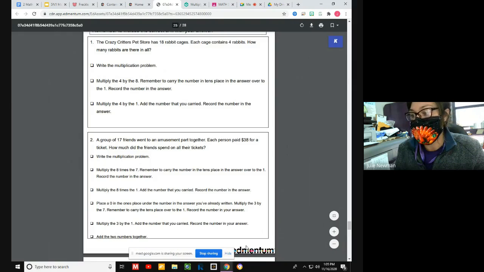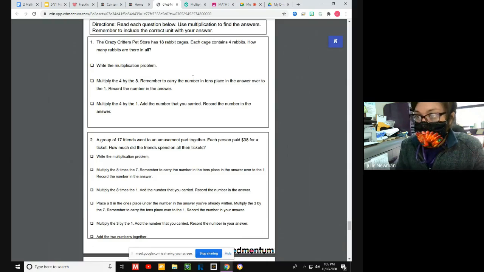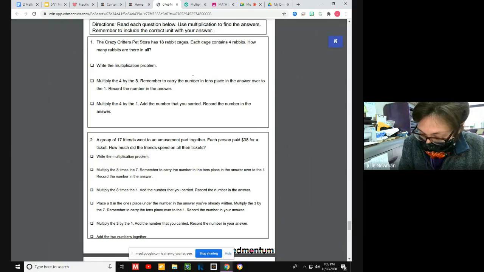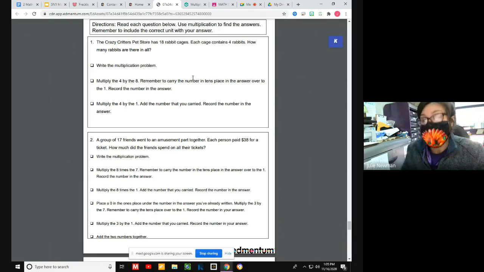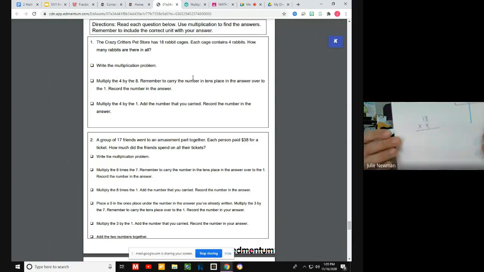I don't think it gives me the option to do any kind of writing on this. So I'll write it on paper down here. So what we want to do is we want to take our problem and we want to put 18 on top for however many cages we have, and we're going to multiply it by 4. So we have our 18 by 4.